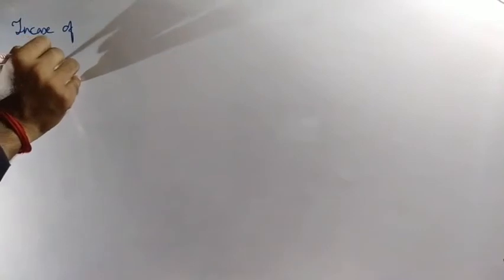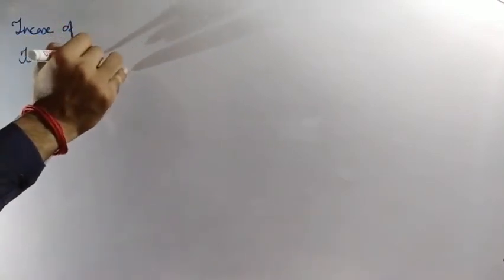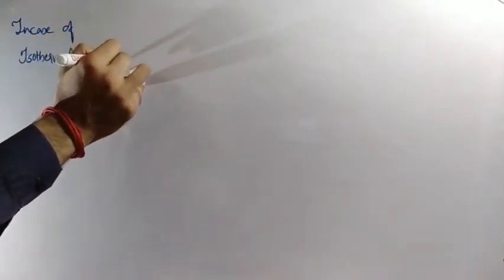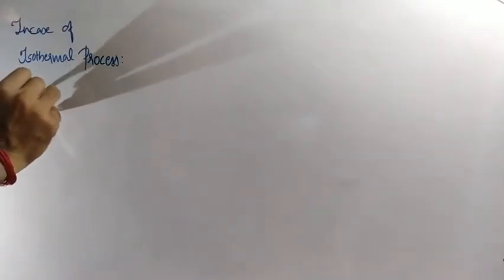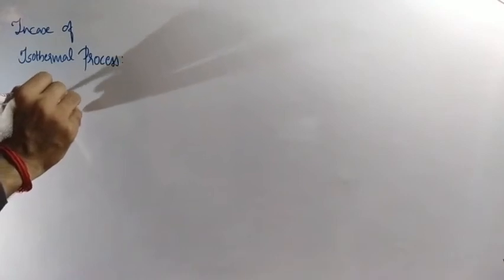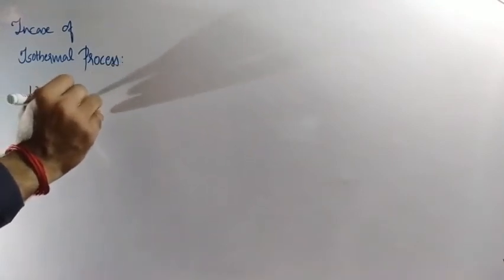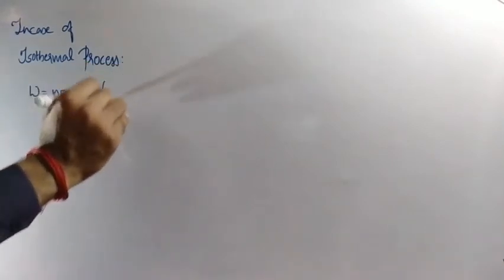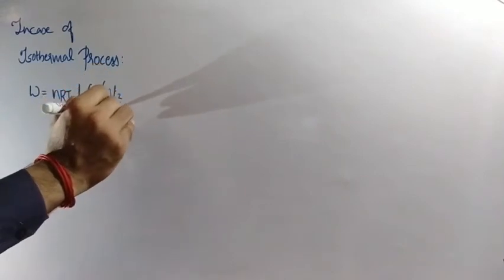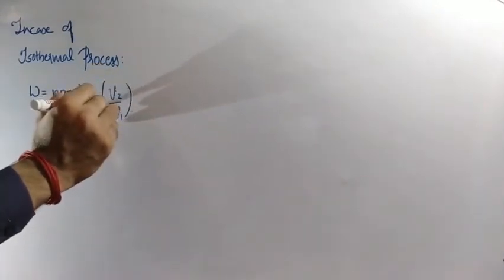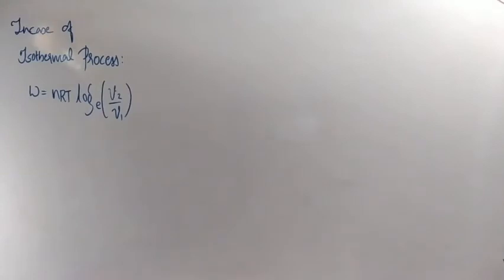So in case of isothermal process, work done value what we had calculated: nRT log of V2 by V1 to the base e. Clear?